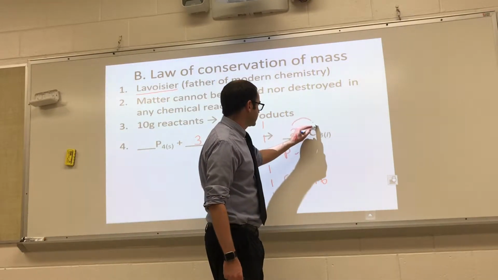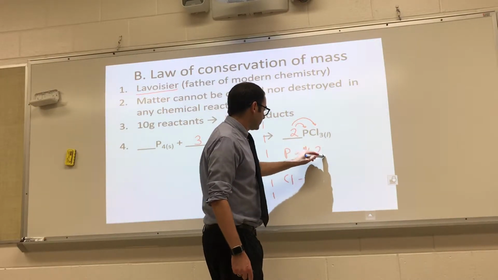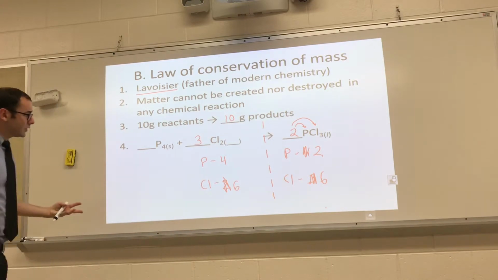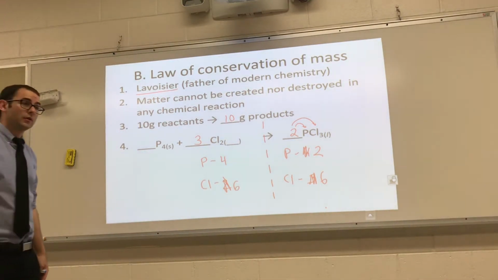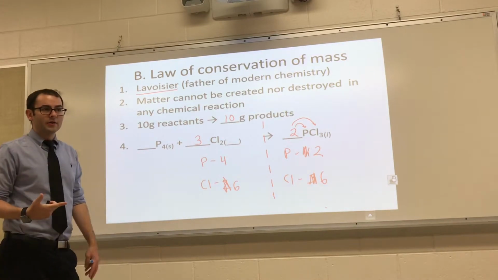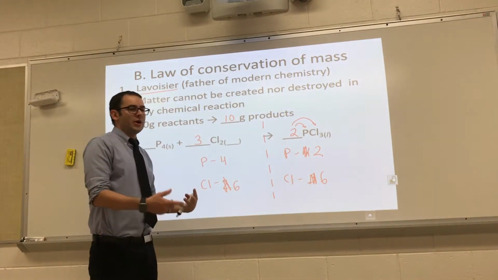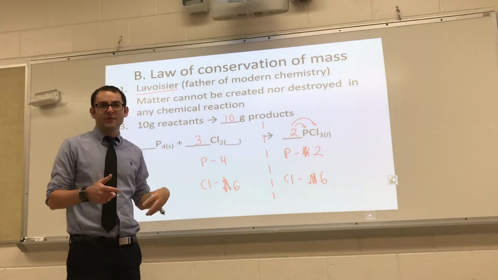Yeah, you distribute this number, right? So that's 2. What's the problem? Yeah, there's 4 P's over here, so that doesn't work, right? So we have 4 over here, we only have 2 here. So now we kind of have to start over again. We have to figure it out again.